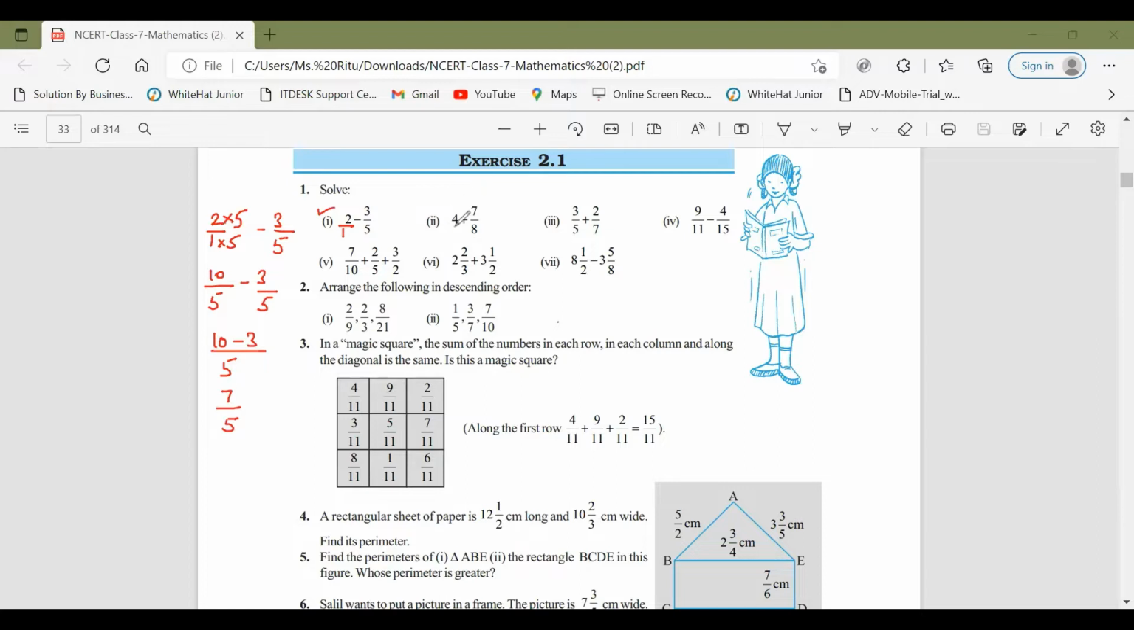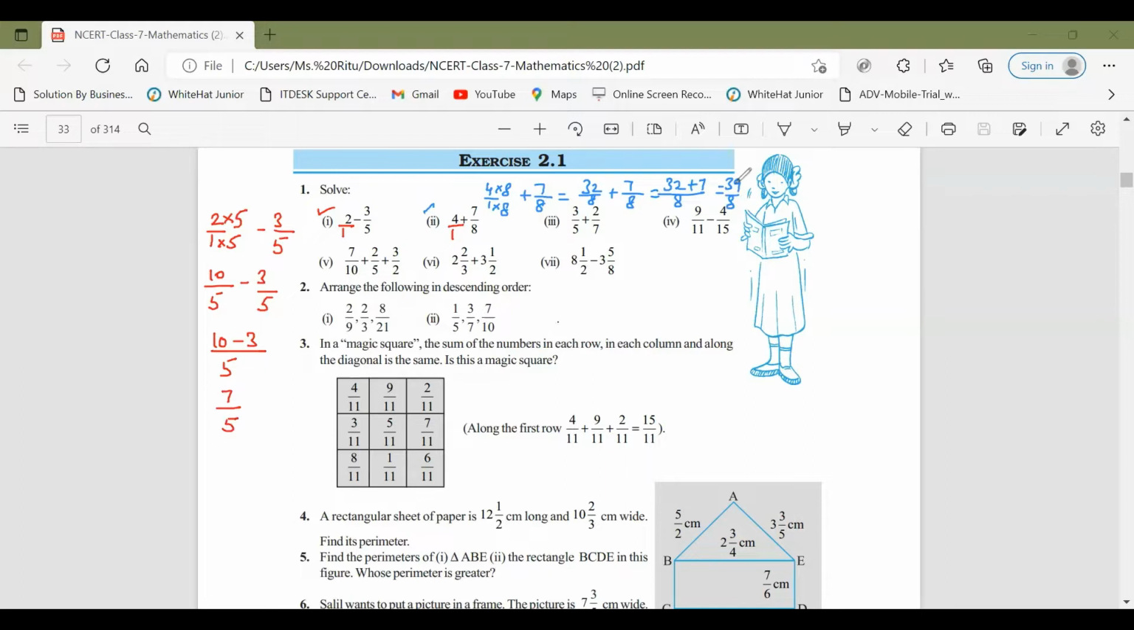Now, similarly, second part: 4 we can write as 4 upon 1. We have to make the denominator of this 4 upon 1 as 8 because the other fraction's denominator is 8. So we'll multiply it by 8. When we multiply this fraction by 8, we get 32 upon 8, right? So this would be 32 upon 8 plus 7 upon 8. Now you simply add the numerators because the denominator is the same, and that gives you the result 39 upon 8. This is the second part.